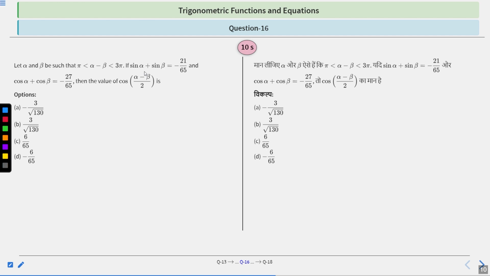Since you will get two values of cos (alpha minus beta) by 2, after that you will try to conclude, since alpha minus beta is between pi to 3 pi, therefore (alpha minus beta) by 2 will be between pi by 2 to 3 pi by 2, right? So according to this, you will decide the sign of cos (alpha minus beta) by 2, right? So in this way, you can try to approach this question. You have 10 seconds to solve or think about this question. After 10 seconds, we will discuss the solution, okay?